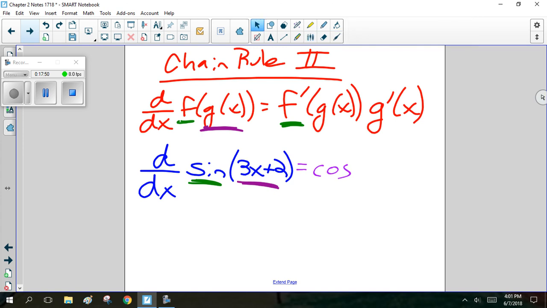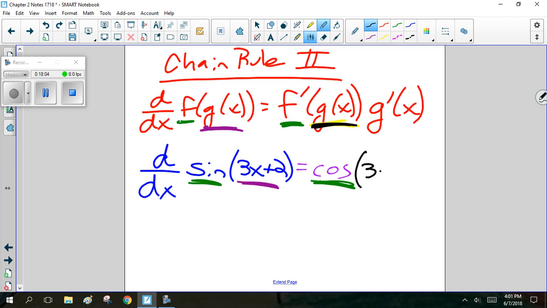So that's my f prime, right? Of what? Oh, of g of x. That's a terrible color. I won't use that again. Of g of x. So g of x is, oh, just 3x plus 2. Right? Times, I'm out of colors here. I've used too many colors. We're going back to, I don't know, we'll do blue again. Times g prime of x.